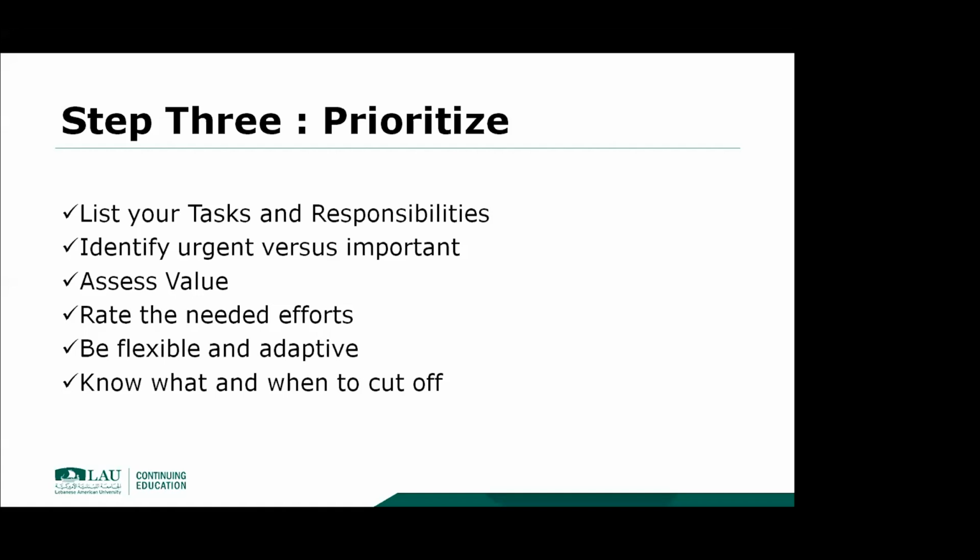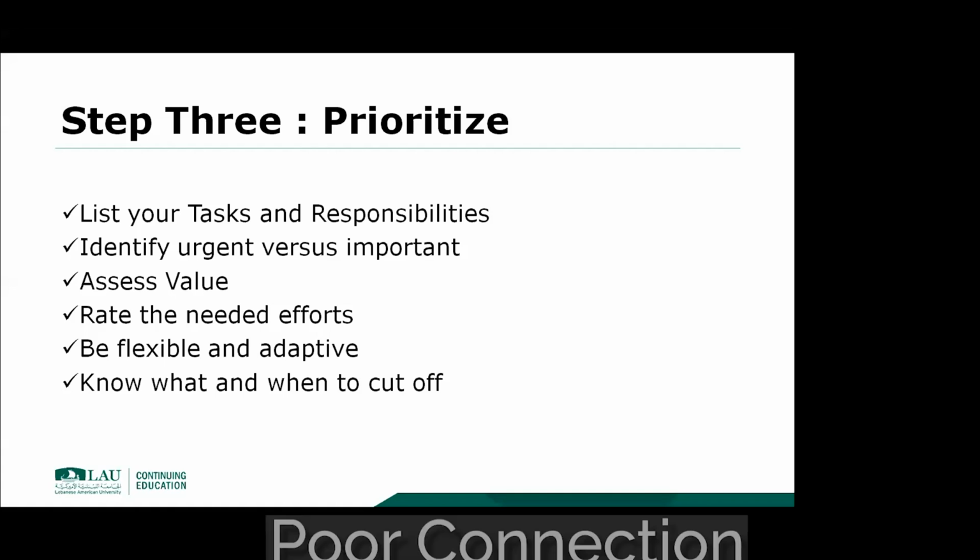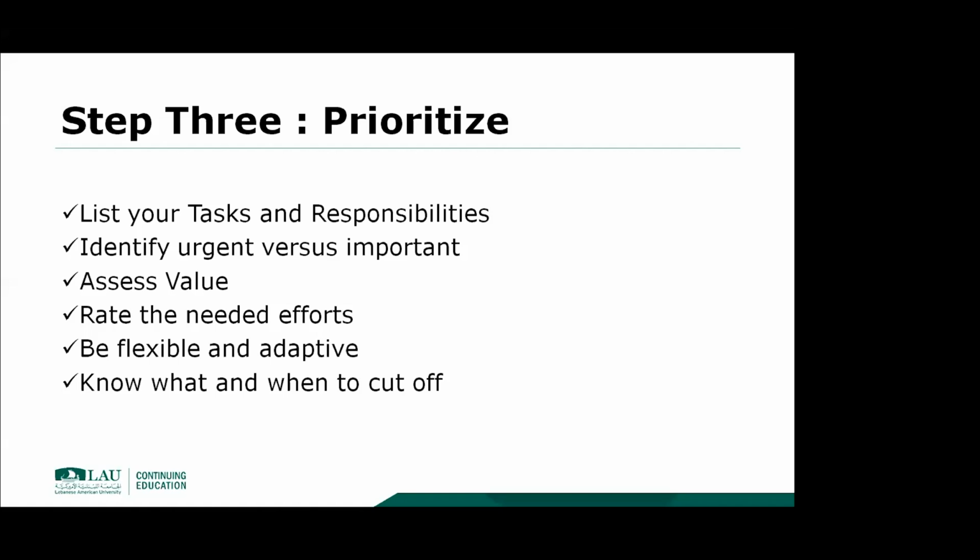Then you assess the value. You rate the needed efforts. Do I have enough resources? Do I have what I need to accomplish that step that I just mentioned? Then you have to be flexible and adaptive enough. Being flexible and adaptive means being able to catch up quickly with what is happening and changing to your contingency plan if you have a plan, to realize that I have to say no.